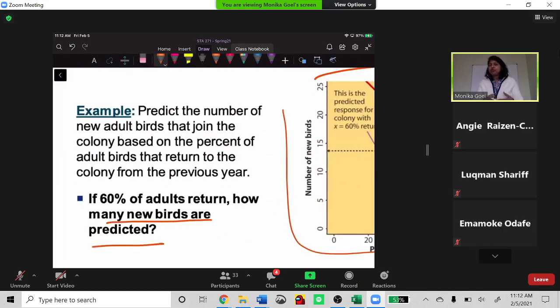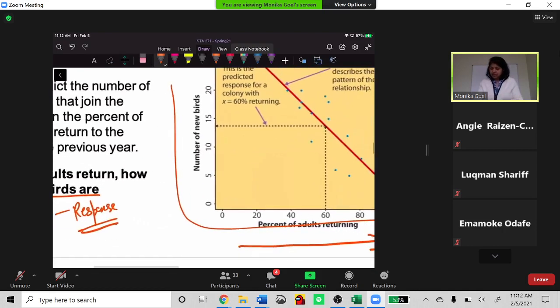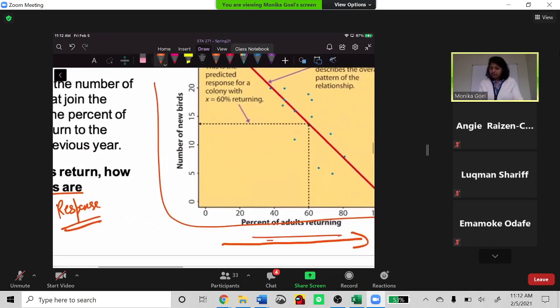So you know that you are looking for the birds. So prediction is on the bird. So that is your response variable. The distinction between explanatory and response variable is a must when you do the regression line or when you do the prediction. Because if you don't know what you are predicting, you might be predicting the percentage of adults returning instead of the number of new birds.